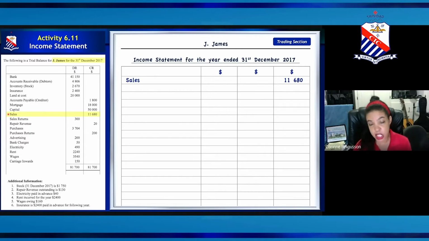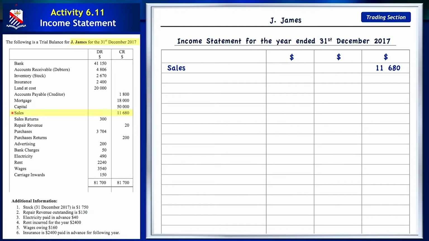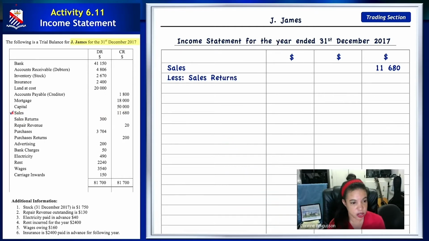What is the next thing in your format? Sales returns, less sales returns, or return inwards. So your sales returns, you look into your trial balance, and right under sales you see that we have it as sales returns. How much is it? 300. So you just plug it in, and remember to always put your brackets. Brackets signify in your accounting language that you are going to subtract something, so you're going to minus something.